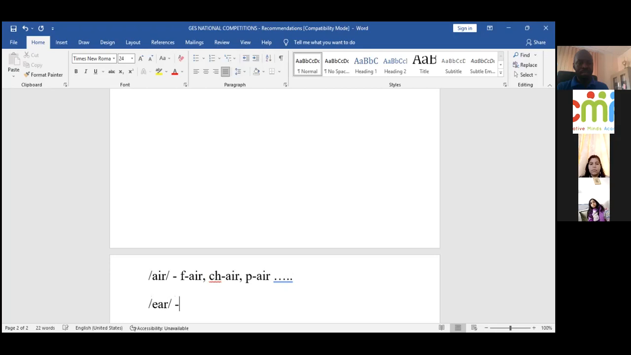We can write the sound air, but when we are writing the letters E, A, R, for example, we have the word bear. You realize that E-A-R in our first words was saying ear, but now it is saying air. So we have the word bear, we have the word tear.